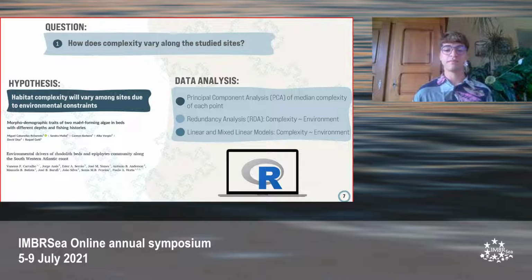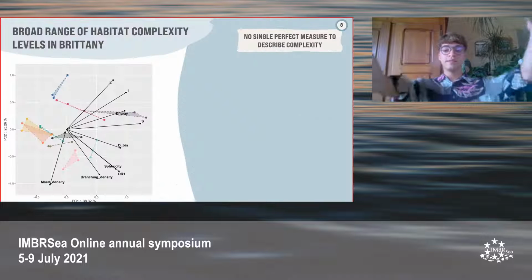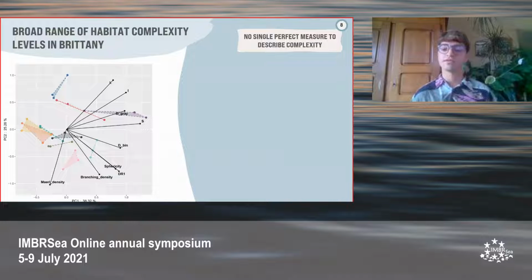Two ordination methods were performed, a principal component analysis, or PCA, of the complexity metrics, as well as a redundancy analysis, or RDA, of the complexity in function of the environmental factors. Additionally, each complexity variable was modeled at a time in function of all environmental variables in order to further elucidate some of the patterns. The PCA showed us that while some complexity metrics were redundant, most were very complementary, and the first two axes represent around 64% of the variation among the beds.